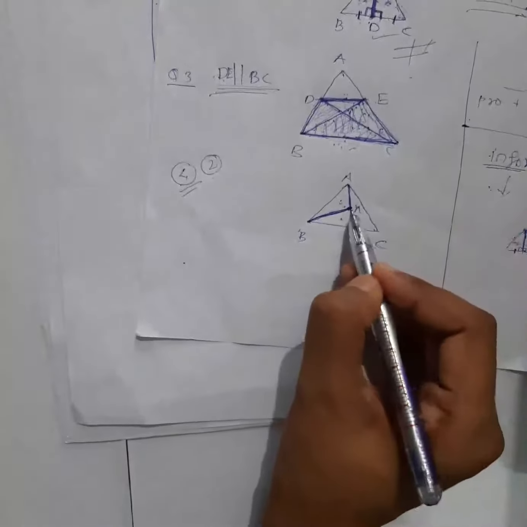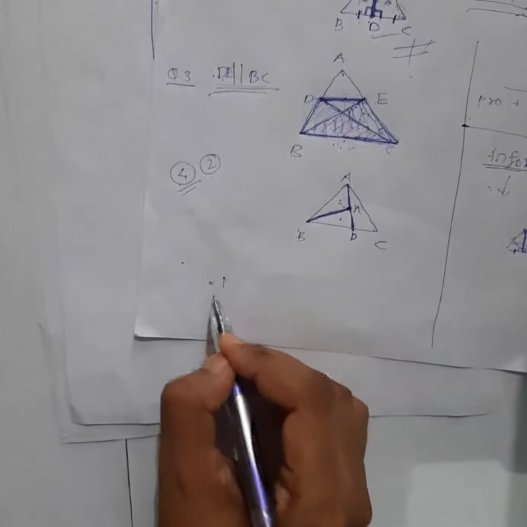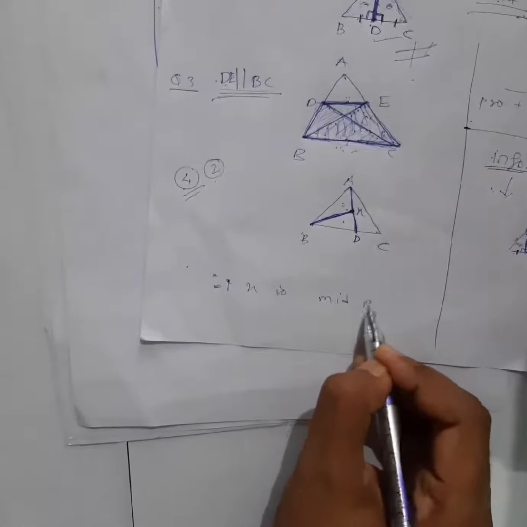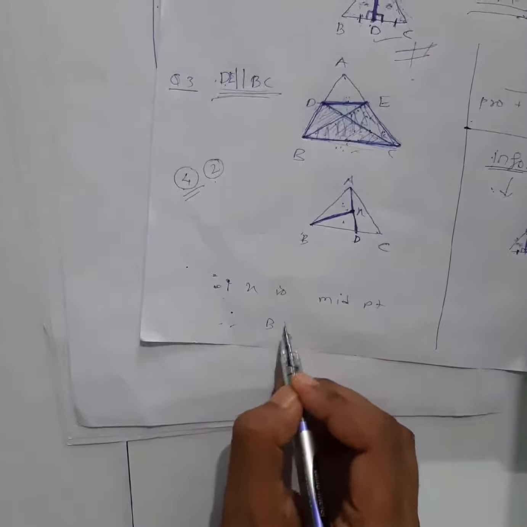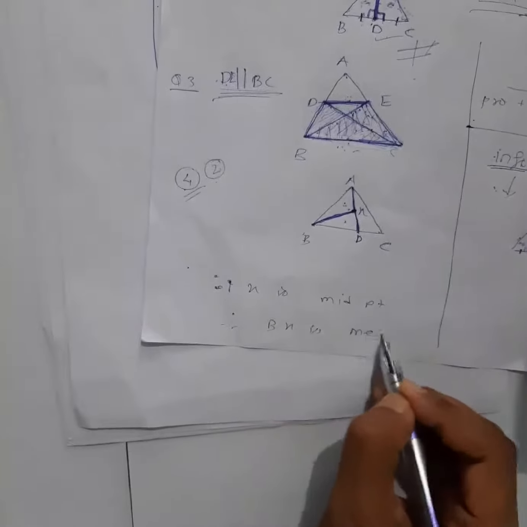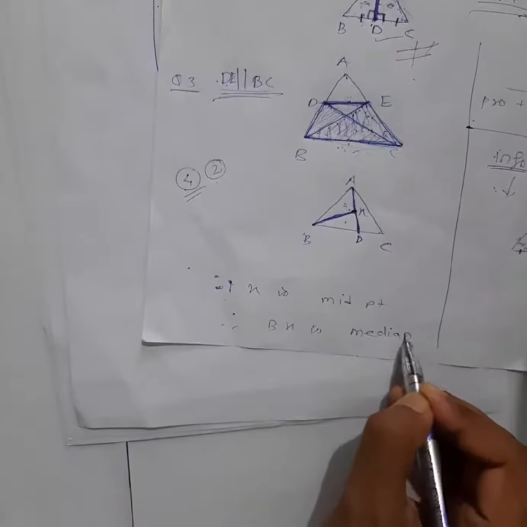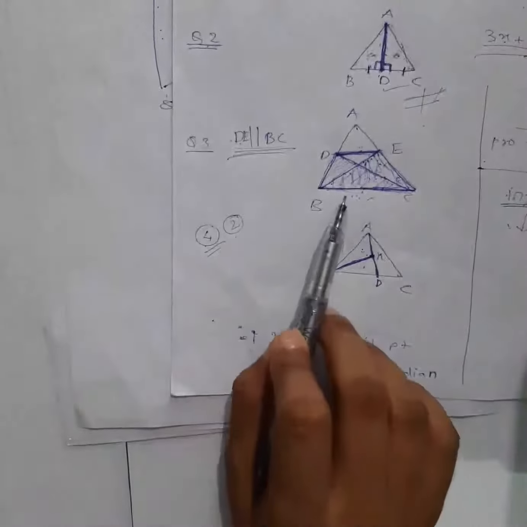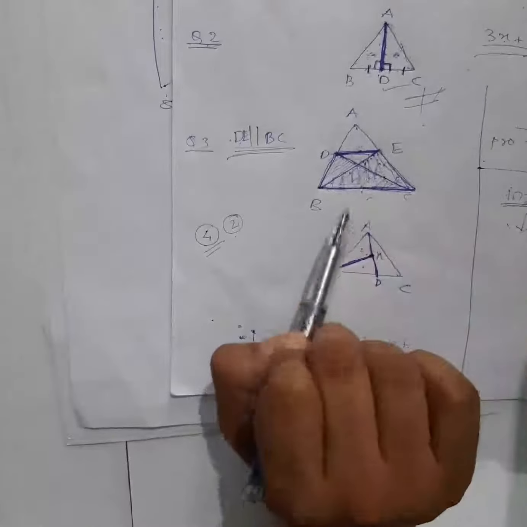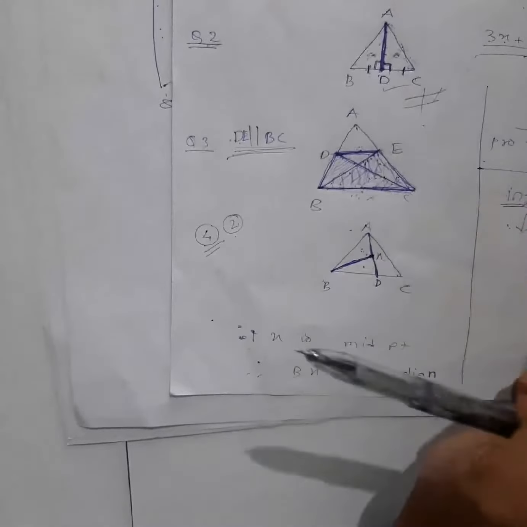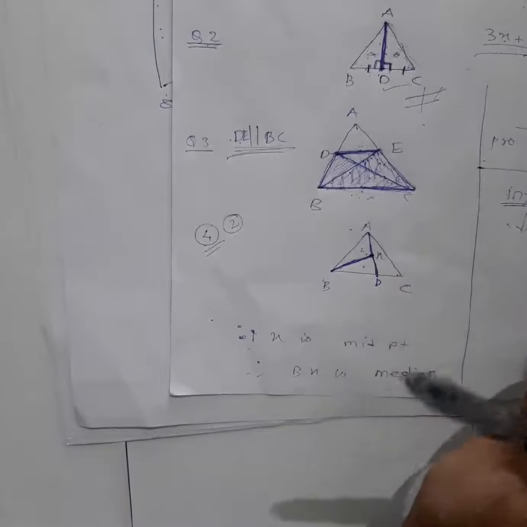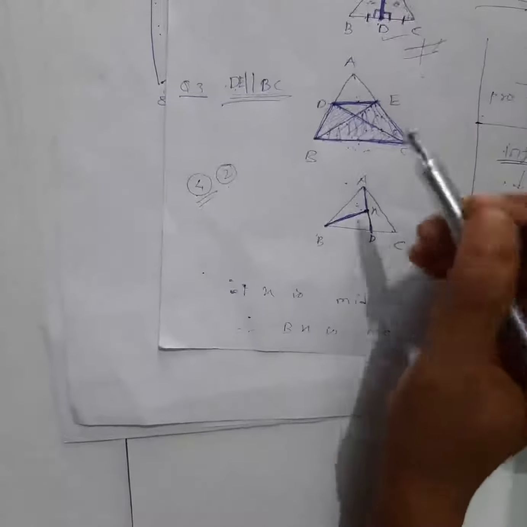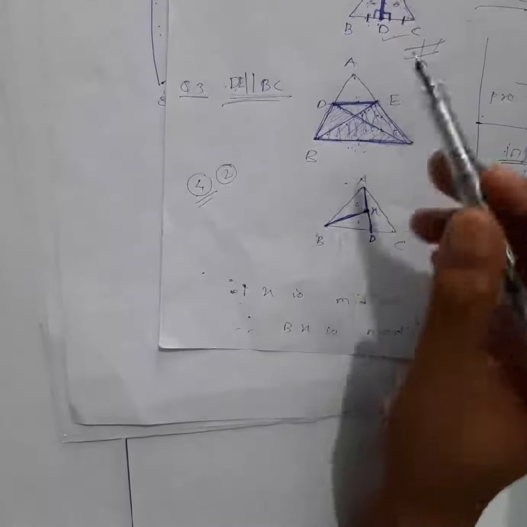So you just have to mention there, since X is the midpoint, therefore BX is a median. Some of the students have written this one correctly, and I'm very happy to see this. Obviously it's not available in your exercise exactly, but I have twisted this one a little bit and some students were able to solve that. This shows that their concept is clear. That's why they were able to solve these questions.